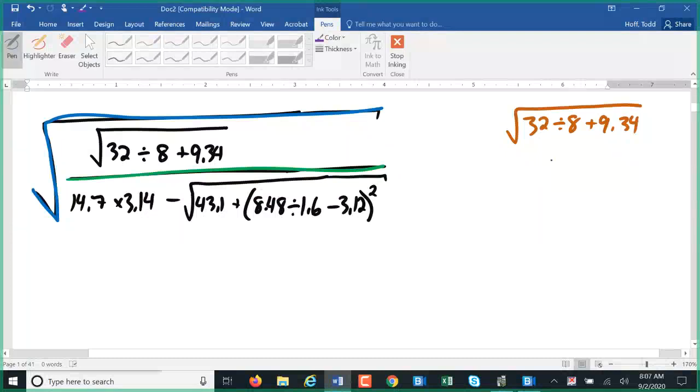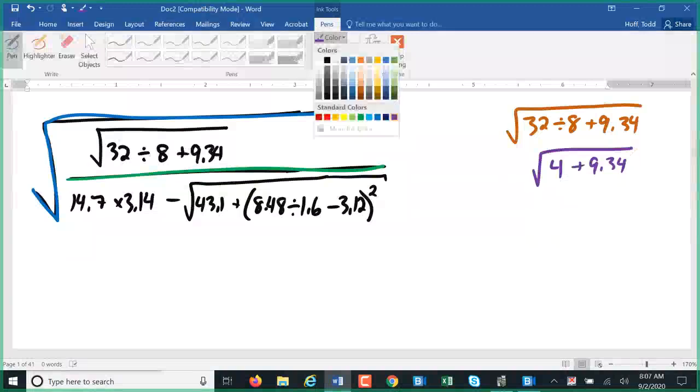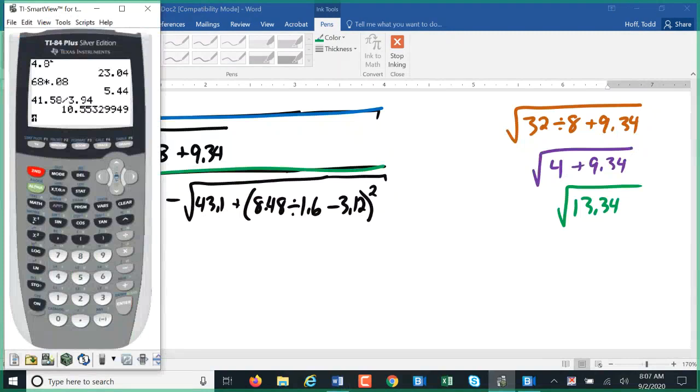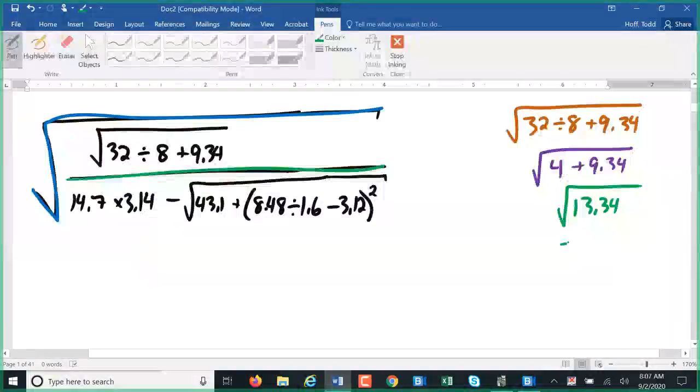We've got the 32 divided by 8, which is 4. We add the 9.34 to get 13.34. Now we have to take that square root. The square root of 13.34 gives us 3.6524 is what we're rounding that off. So that's the top here, is 3.6524.